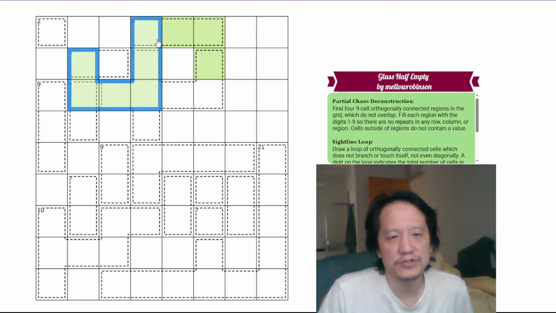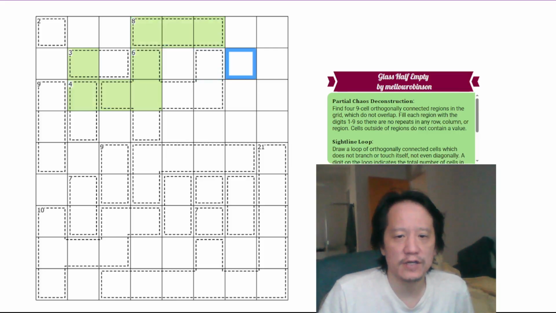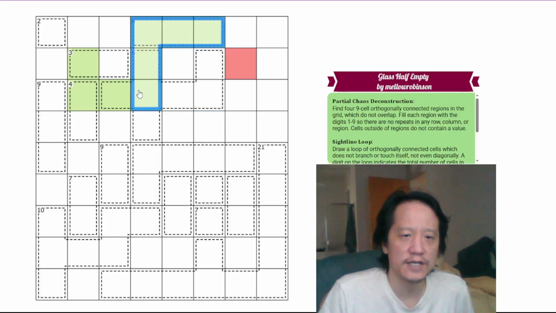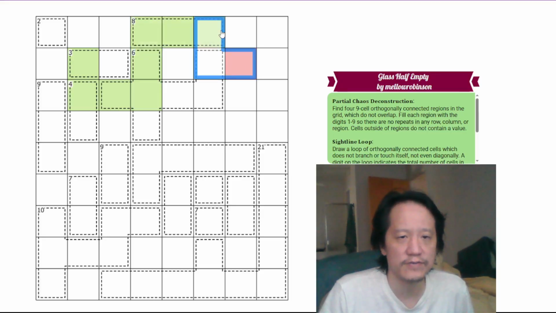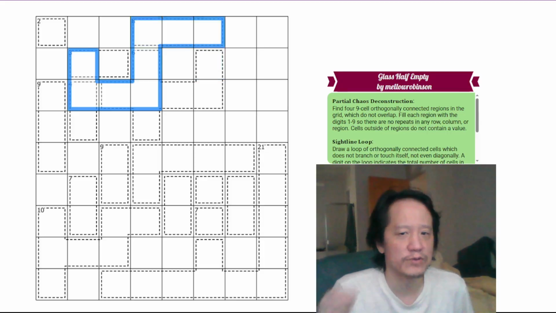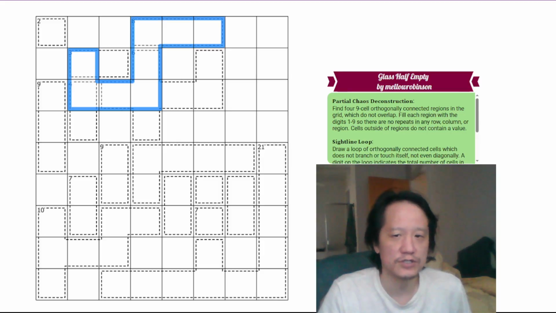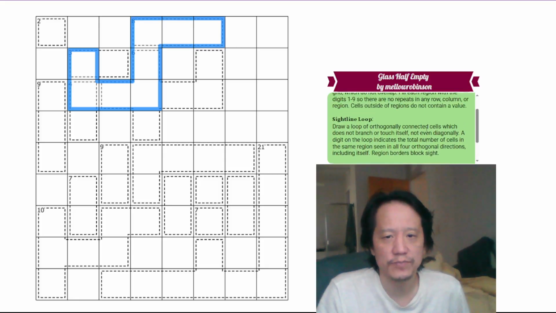And this is valid because you can go from any cell in the region to any other cell in the region just by going through edges while staying within the region. This is not a valid orthogonally connected region because to get from this cell to any other cell in the region, you would have to either go through a corner while staying within the region or cross outside of the region, and that's not allowed. So we need to find four of these nine-cell orthogonally connected regions, which we fill with the digits 1 through 9. And there cannot be any repeats in any row, column, or region.